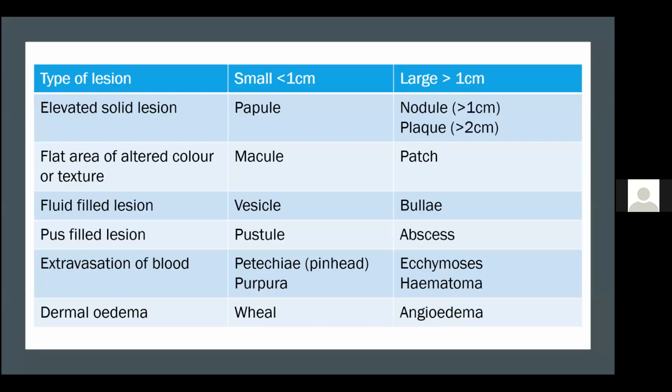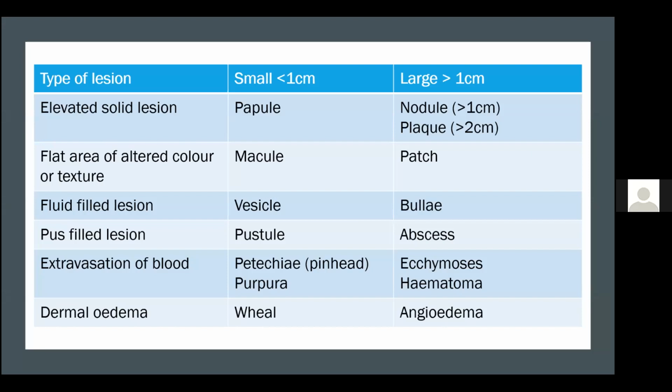Okay, so it's important that we're all speaking the same language when we're describing rashes. It also makes you sound more professional, and it can suggest that you actually know what you're talking about. If we look at the dermatological definitions for rashes, it looks at whether they are raised or flat, and then also looks at the size of the lesion. If you feel the skin and you can feel a bump, that's an elevated solid lesion. If it's less than 1 centimeter, it's a papule, and larger than that, it's called a nodule or a plaque.